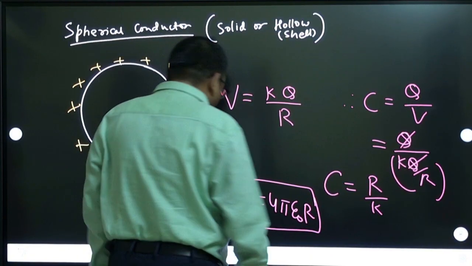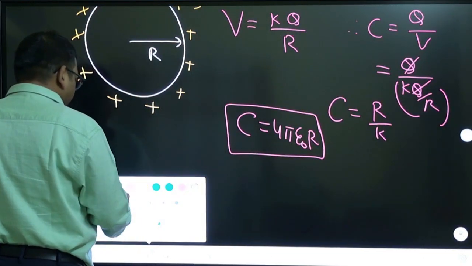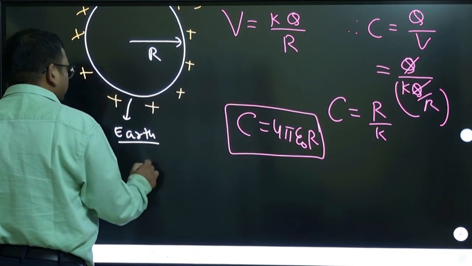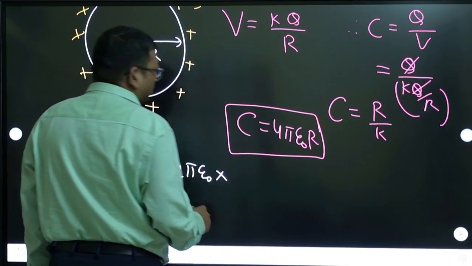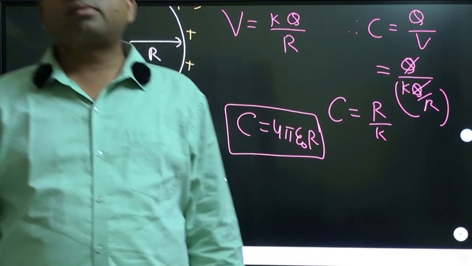Now, suppose for example, this sphere is the Earth. What will be its capacitance? Calculate 4 pi epsilon naught into R. Radius of Earth is how much? Do you know what is the radius of Earth?